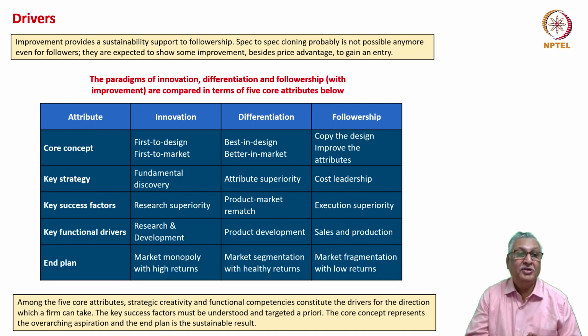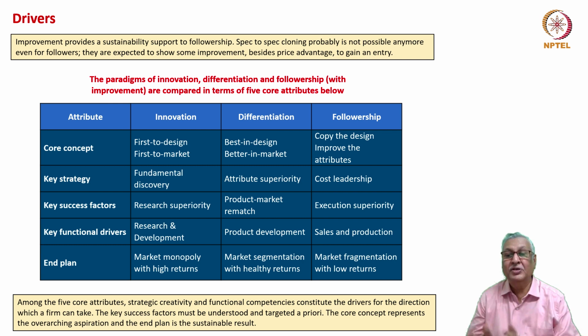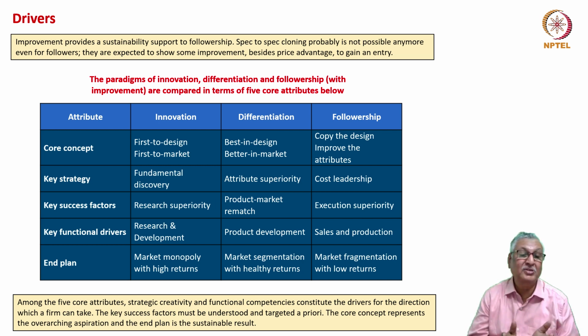We have looked at innovation, we have looked at differentiation, we have looked at followership. Let's try to compare these three. Improvement provides a sustainability support for followership. Spec-to-spec cloning probably is not possible anymore even for followers, because simply those specs may not be available. The new generation specs are already in the marketplace. Therefore, improvement is an independent but inevitable part of getting into the follower strategy.